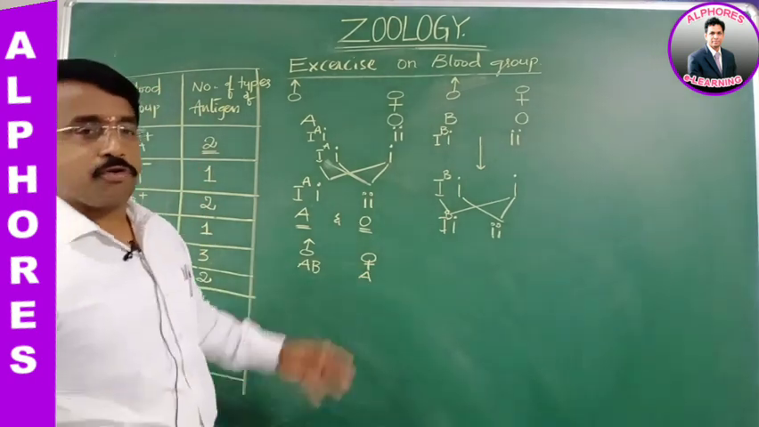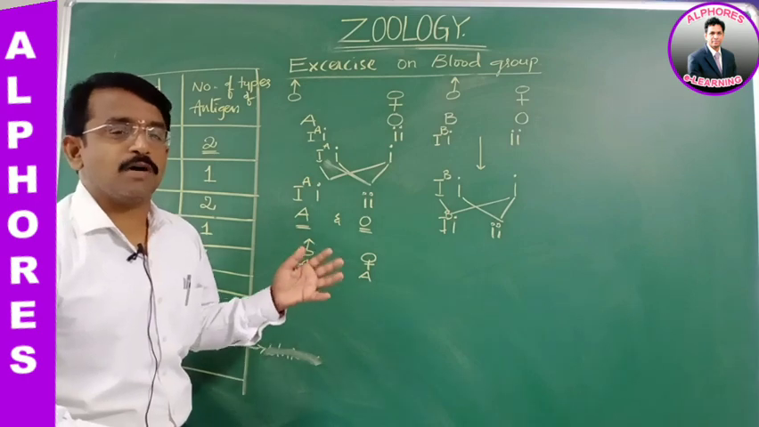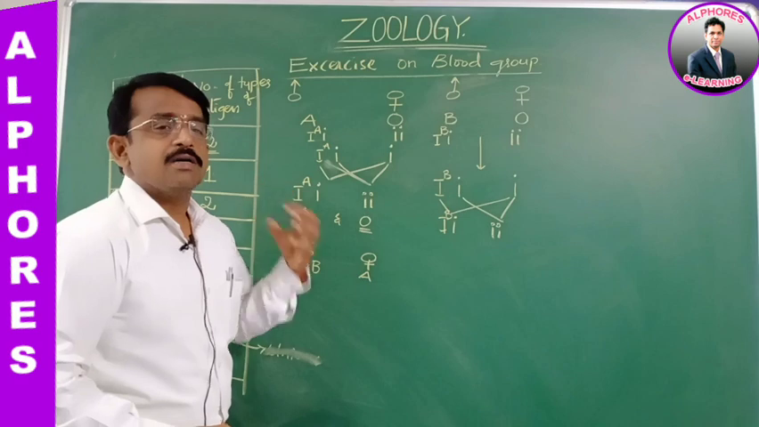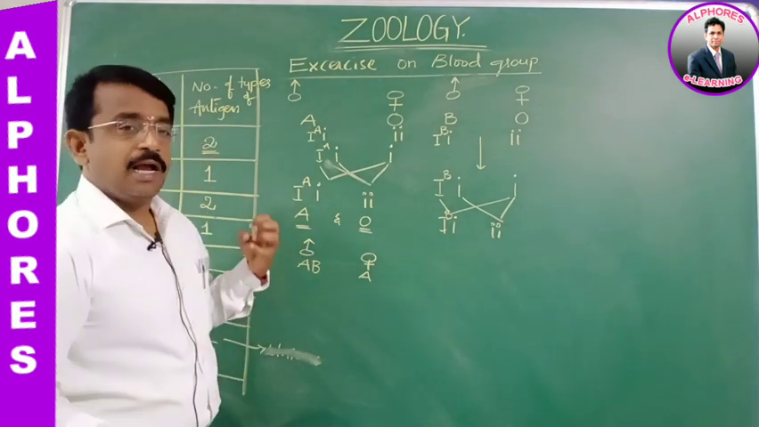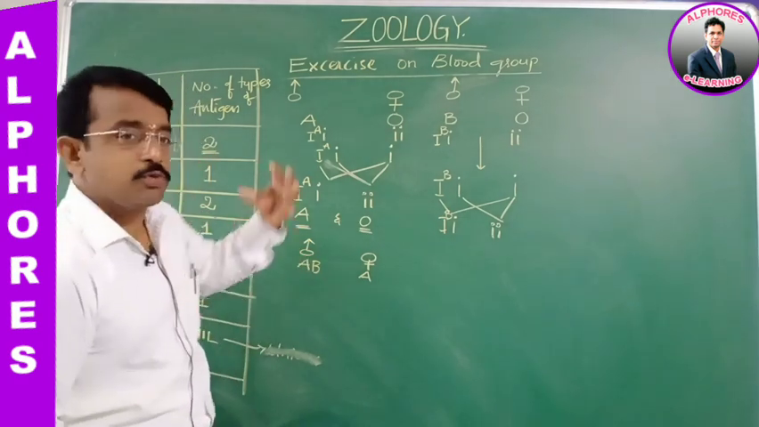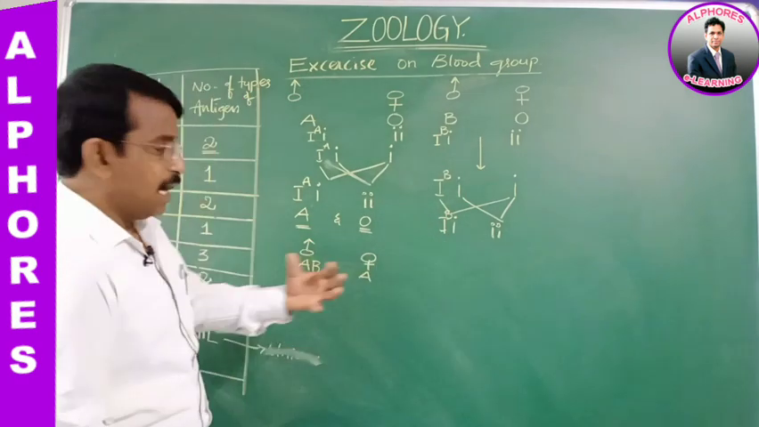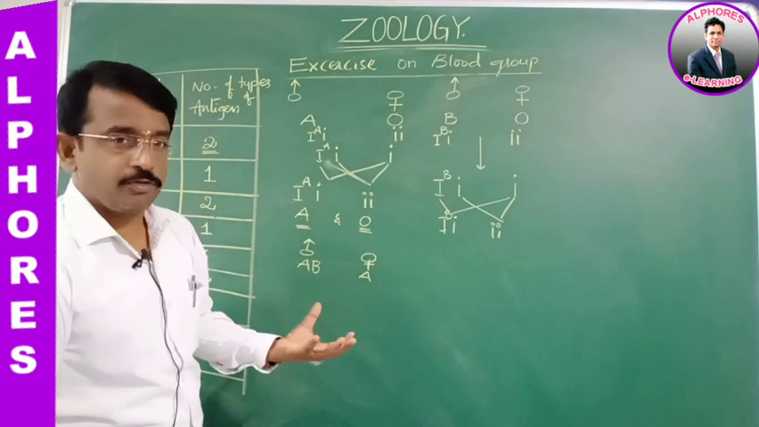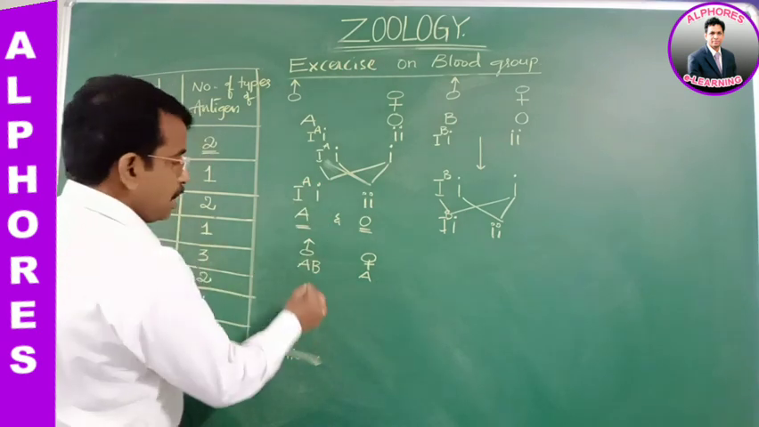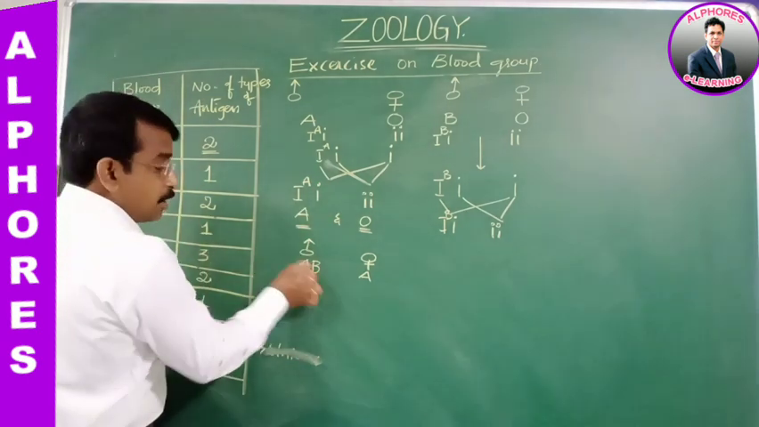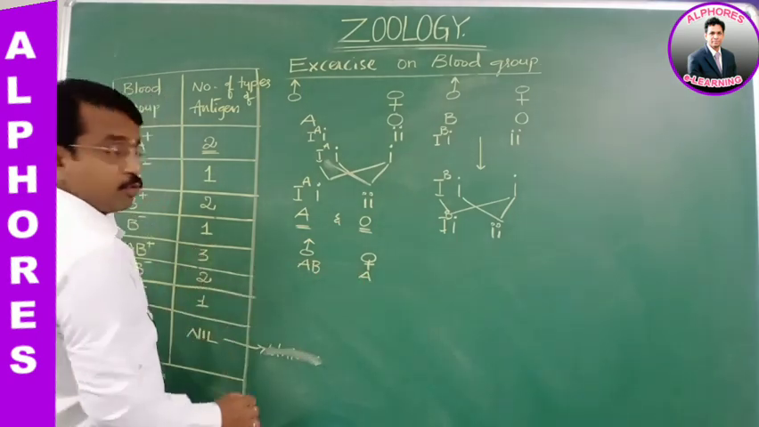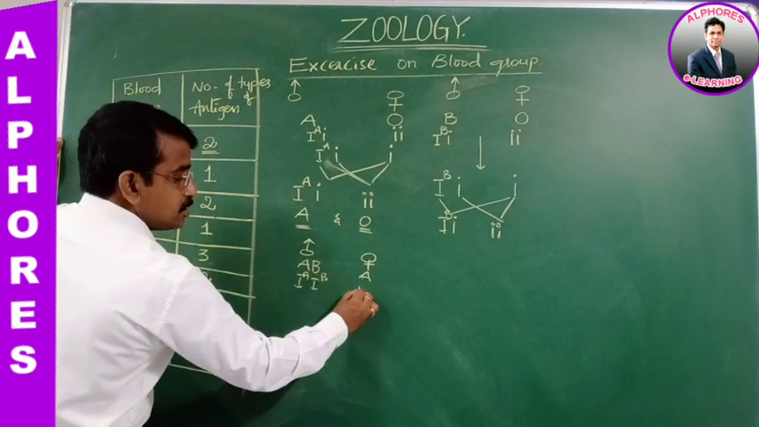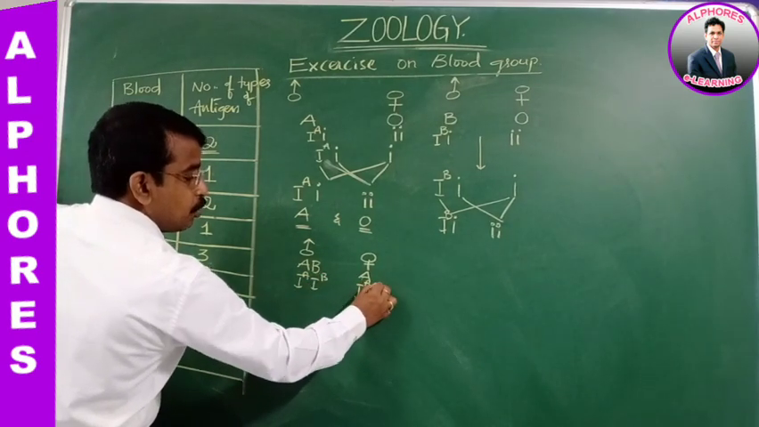I'll give a few of the combinations, remaining you have to follow. You have to do it in your working time, as homework you have to do all the possibilities. I'll give a maximum of the combinations, remaining you have to try at home. The father is with the AB blood group and the mother is with the A blood group. Let's see IA, IB and IA, IO.